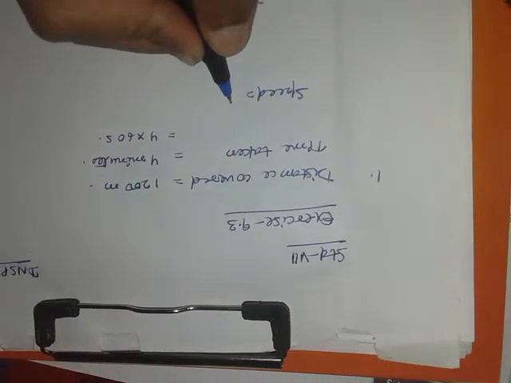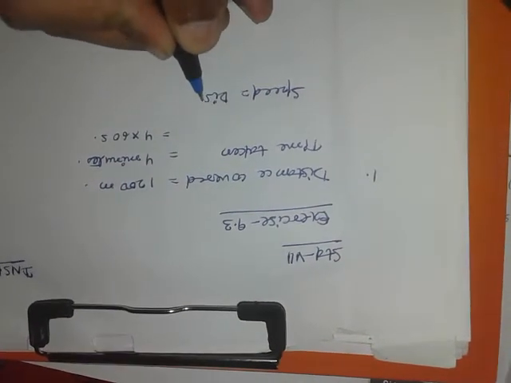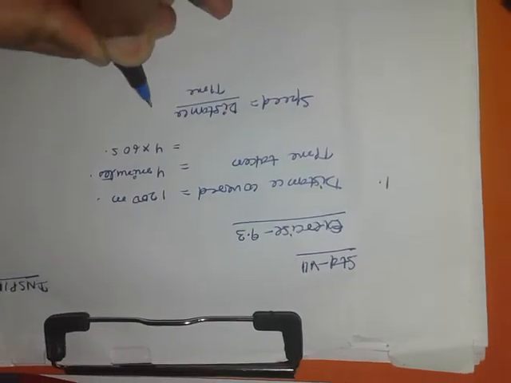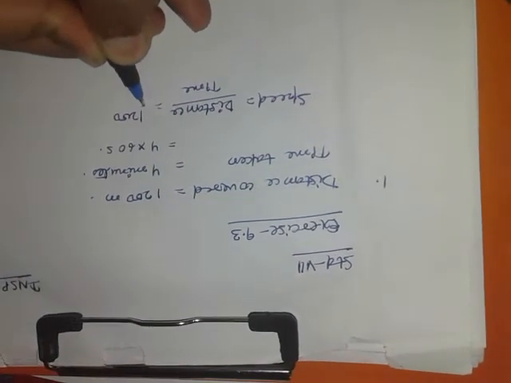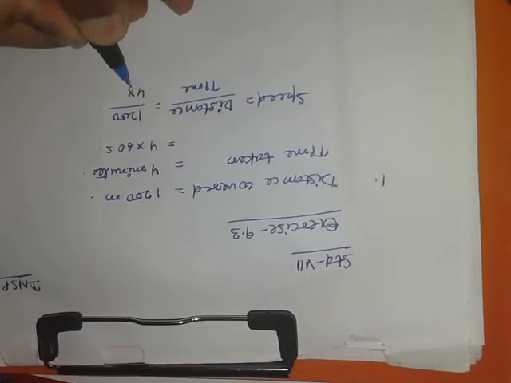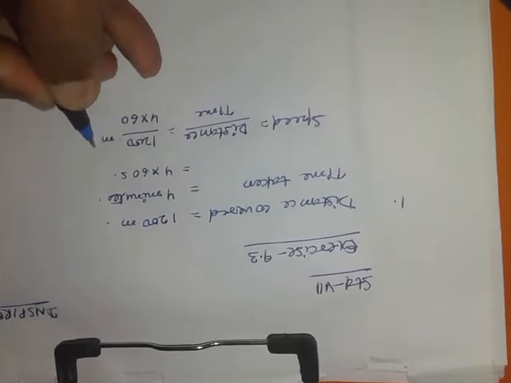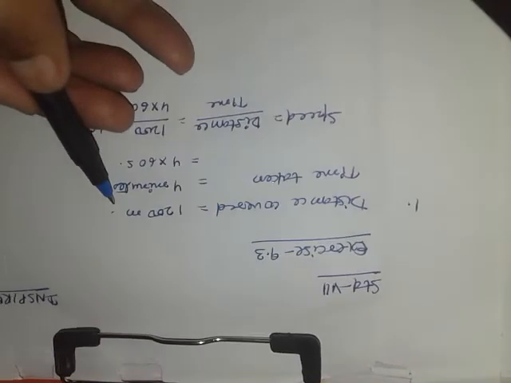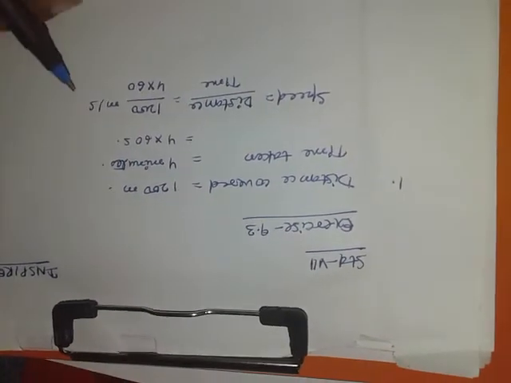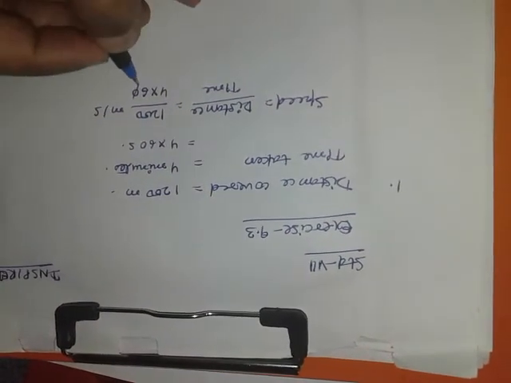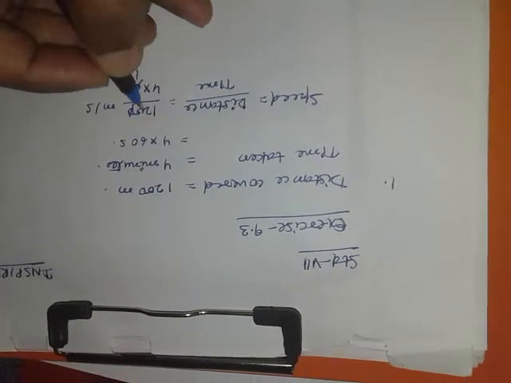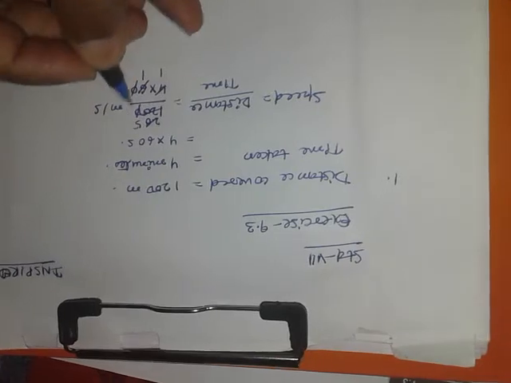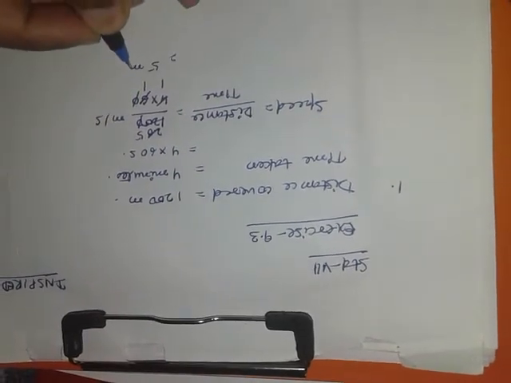What is the formula of speed? Speed equals distance by time. Maybe you study this in your physics also. So this is 1200 by 4 into 60 meter per second. This is the unit of speed now, because we take distance in meter and time in seconds. So the answer is 5 meter per second.